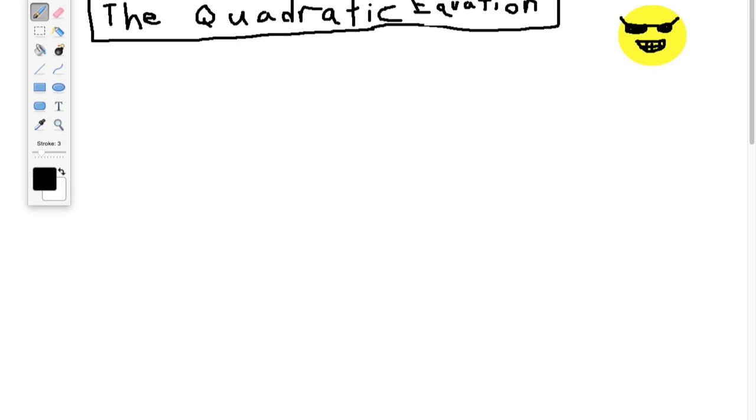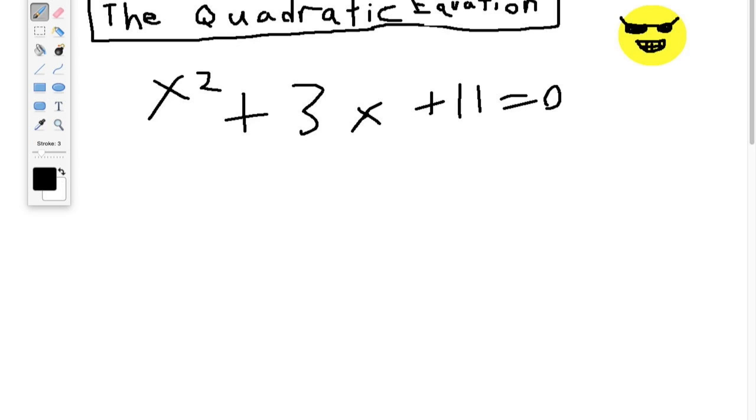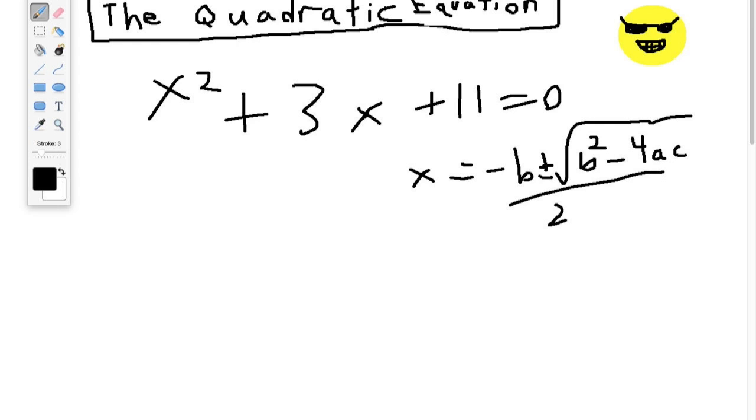The last type of equation I want to go over is an equation that has no real solution. And here is the equation: x squared plus 3x plus 11 equals 0. So again, we follow the quadratic formula, which is x equals negative b plus or minus the square root of b squared minus 4 times a times c, divided by 2a.